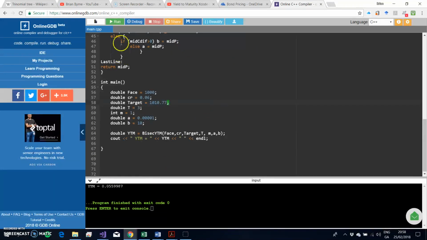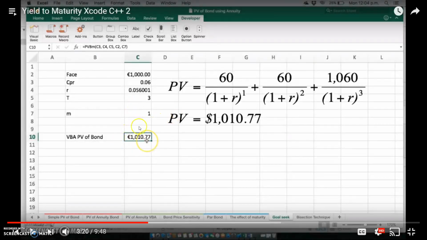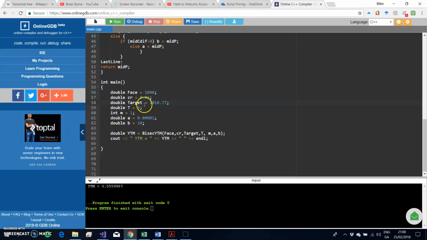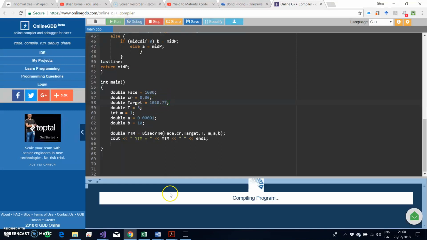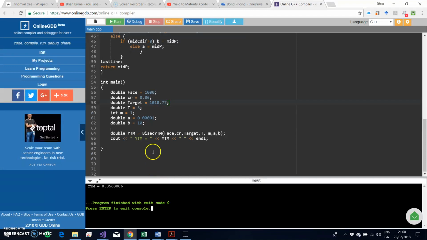So let's just check our initial numbers. Okay, so the face value is 1,000, the market price is 1,010.77, and we want to know this value. We want to verify that the discount rate is 5.6%. Okay, so the target value is 1,010.77. Let's just run this and see what results we obtain, and we should get close to 5.6%.